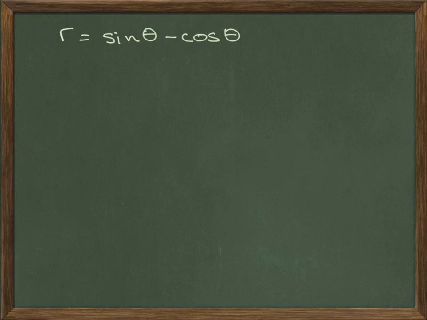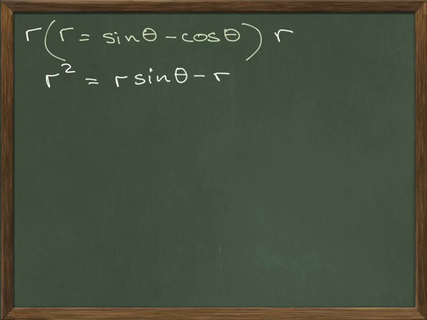Okay, here's another one that we want to now change to rectangular coordinates. So let's take a look at this one. To change it to rectangular coordinates, always good to have an r squared somewhere. So in order to get an r squared, let's just multiply by r both sides. So that gives you r squared equals, distribute the r on the right hand side, r sine theta minus r cosine theta.